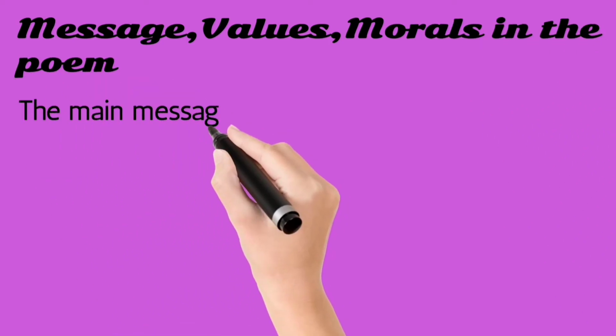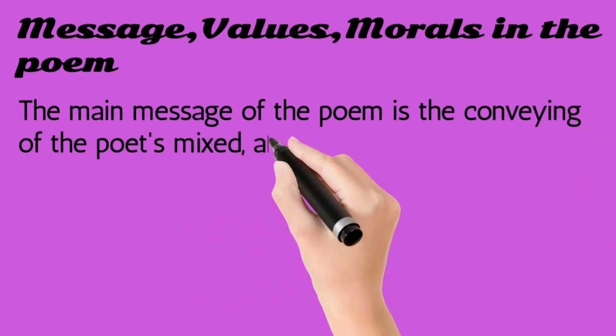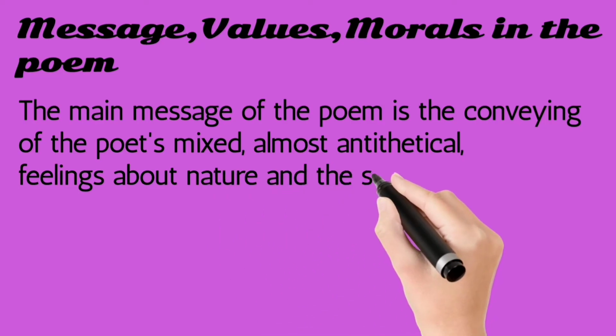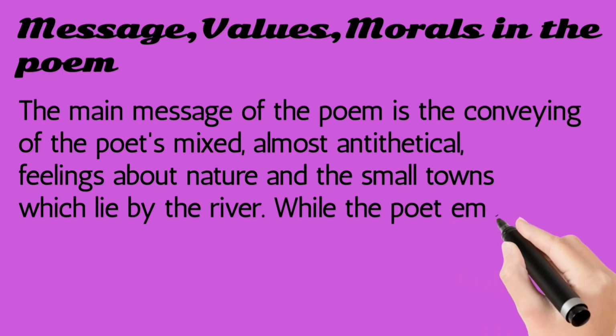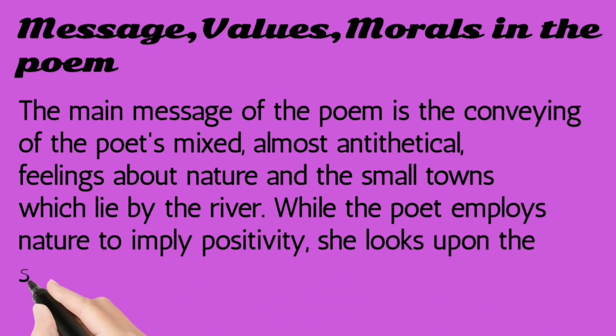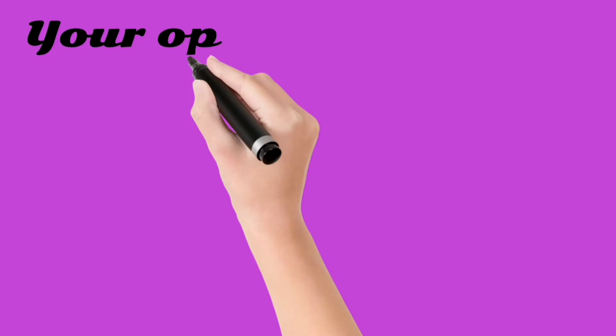Message, values, morals in the poem. The main message of the poem is the conveying of the poet's mixed, almost antithetical, feelings about nature and the small towns which lie by the river. While the poet employs nature to imply positivity, she looks upon the small towns as symbol of death, since they have grown at the cost of nature.